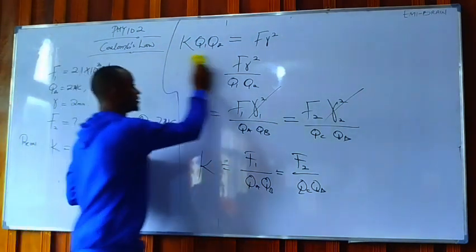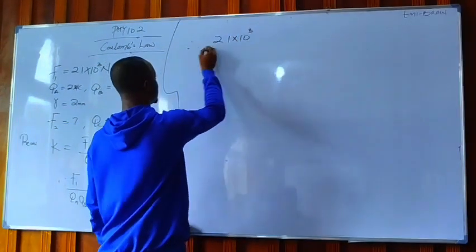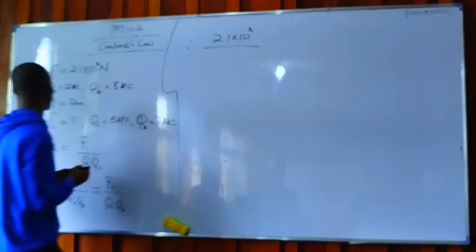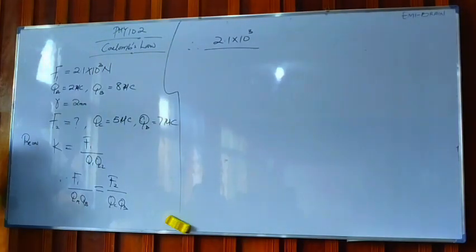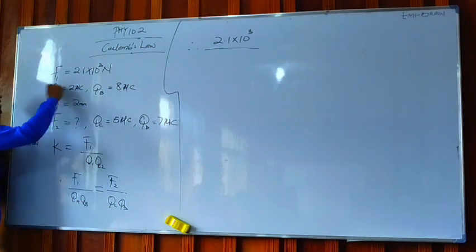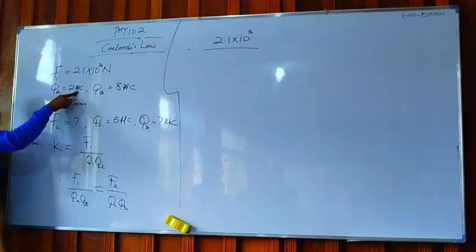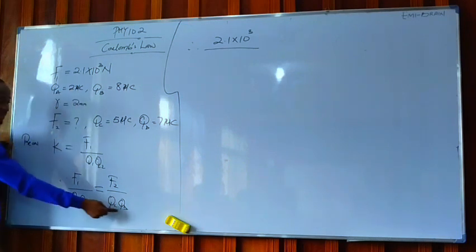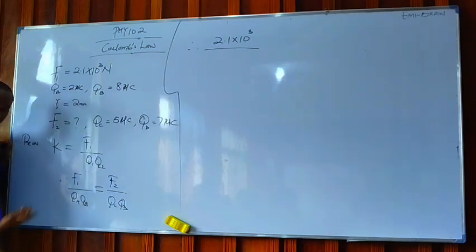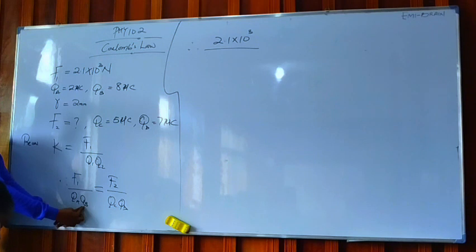Okay, let's proceed. F1 is 2.1 times 10 power 3, divided by our QA, which is 2. Now let me tell you something. Since all the charges have the same units, I can just neglect this micro. Even if I put micro here, they will still cancel out. I'm making your calculation easy. Although I can put 2 times 10 minus 6 times QB, 8.